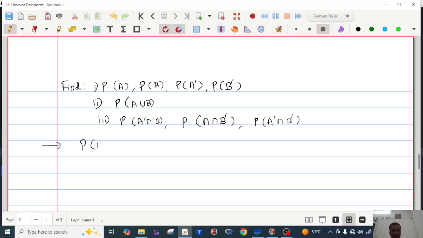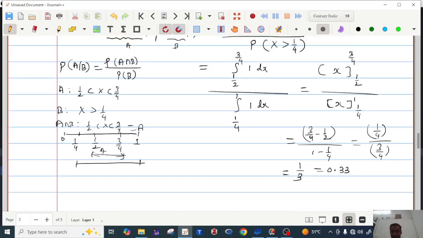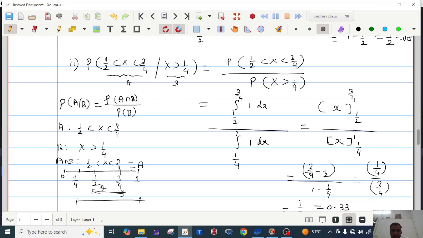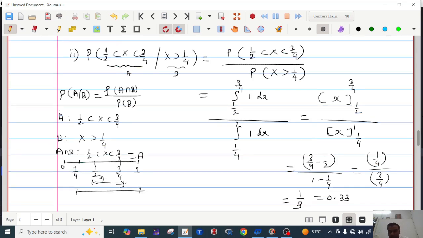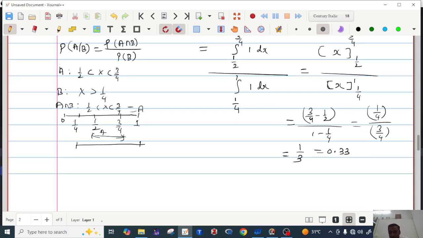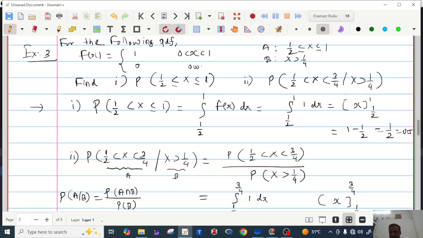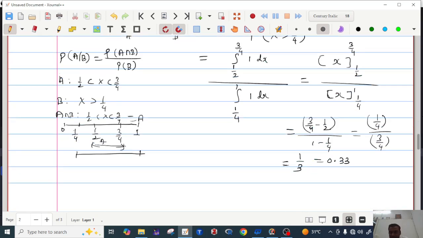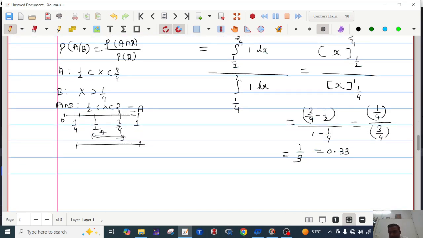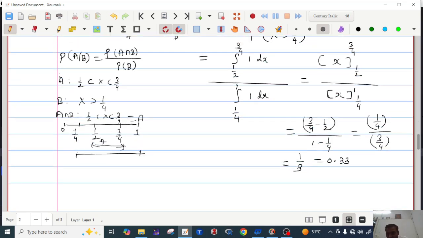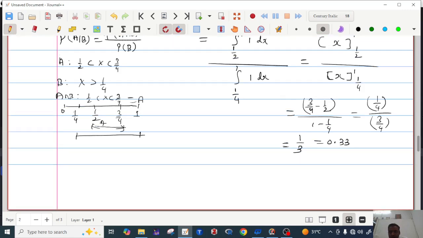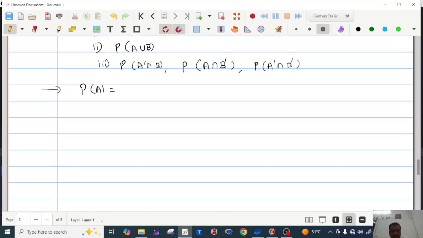So probability of A we have already computed. The probability of 1 by 2 less than x less than 3 by 4 that we found is 1 by 4. And probability of B, where B is x greater than 1 by 4, its probability is 3 by 4. So the probability of A is 1 by 4, probability of B is 3 by 4.